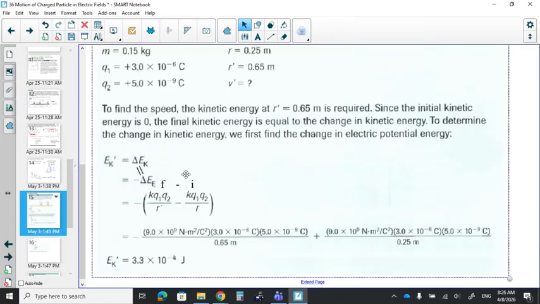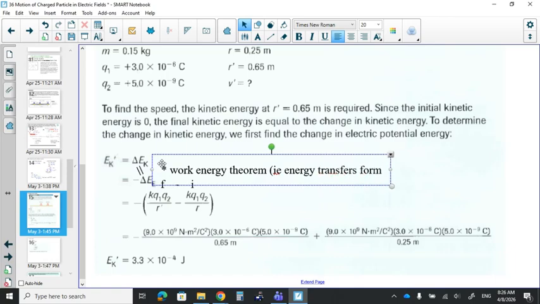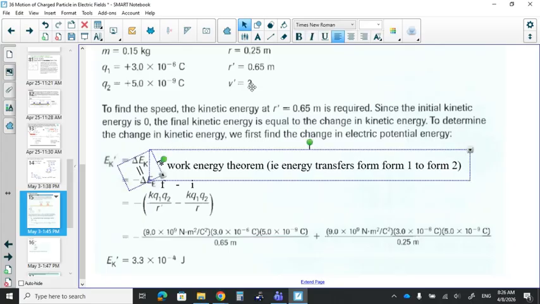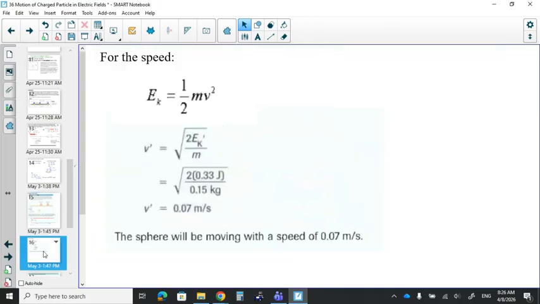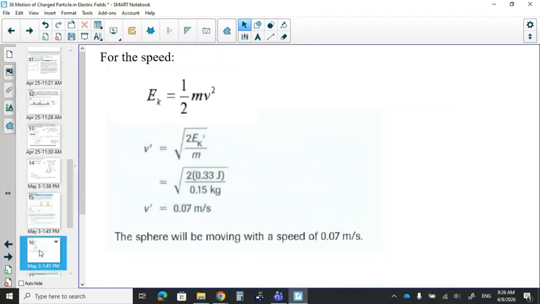So that is your work energy theorem, i.e. energy transfers from form 1 to form 2, from electric potential energy to kinetic. And yeah, like I said, if I didn't show the clarification or the two different ways, that would throw you for a loop. You might think you have to do it this way or you have to do it that way. The reality is you can do it either way, right?